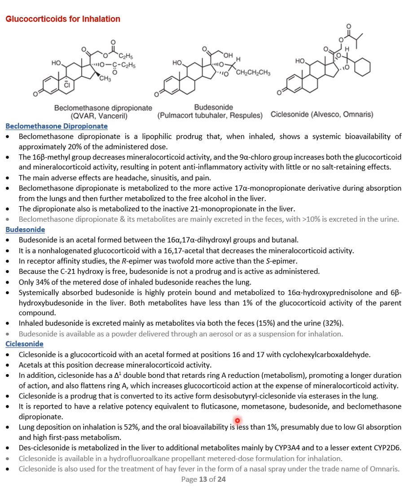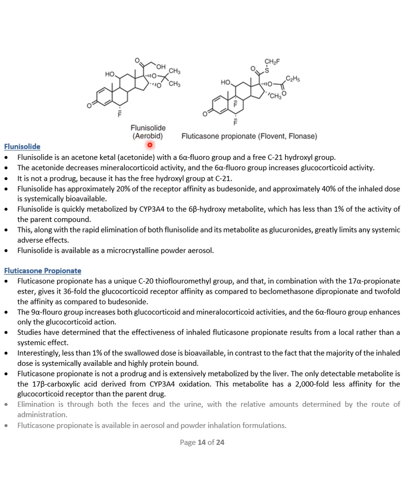the next one is flunisolide, or the brand name is called Aerobid. Again, if we look at the structure here, the OH group is not esterified, which means that this is not a prodrug. It is actually active. It does not need to be metabolized to be activated. And the ester group here on the 16 and 17 will increase the duration of action. It would prevent the metabolism, the same as with the double bond here. So the duration of action will be longer.